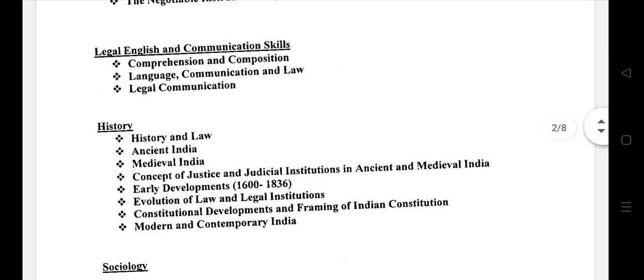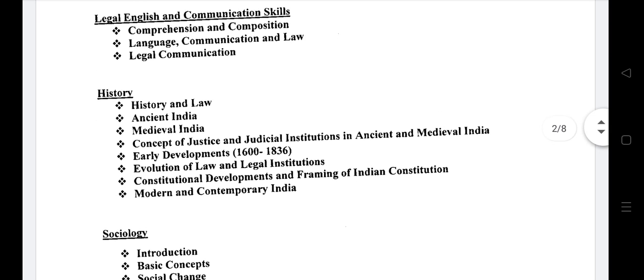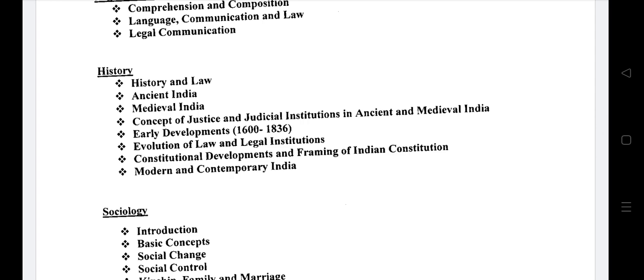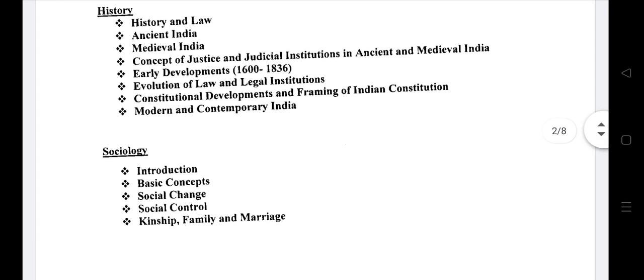So in history you have to cover the history and law, ancient India, medieval India, concept of justice and judicial institution in ancient and medieval India, early developments from 1600 till 1836, evolution of law and legal institution, constitutional developments and framing of Indian constitution, modern and contemporary India.